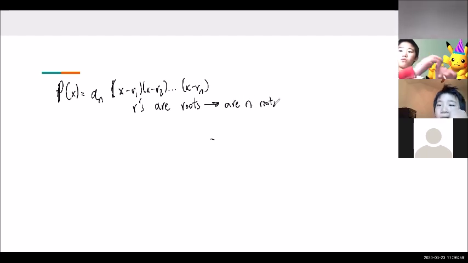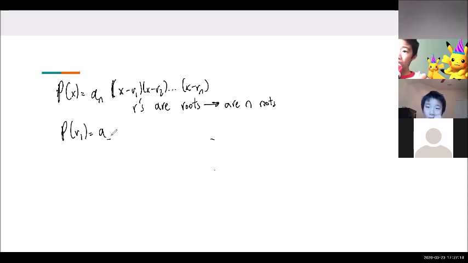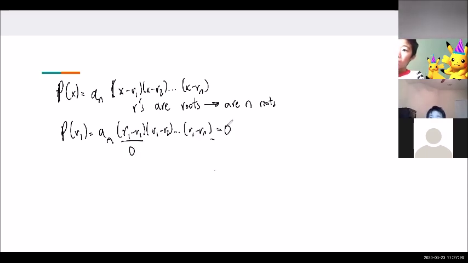Now, you might wonder, why is this a valid format of a polynomial? Well, if you notice, these r's are roots, because if you plug in any r, like r1, this is just going to be equal to a of n times (r1 minus r1) times (r1 minus r2) times dot dot dot times (r1 minus rn). And because the first factor is equal to 0, all of this will be equal to 0. So then r1 is a root.